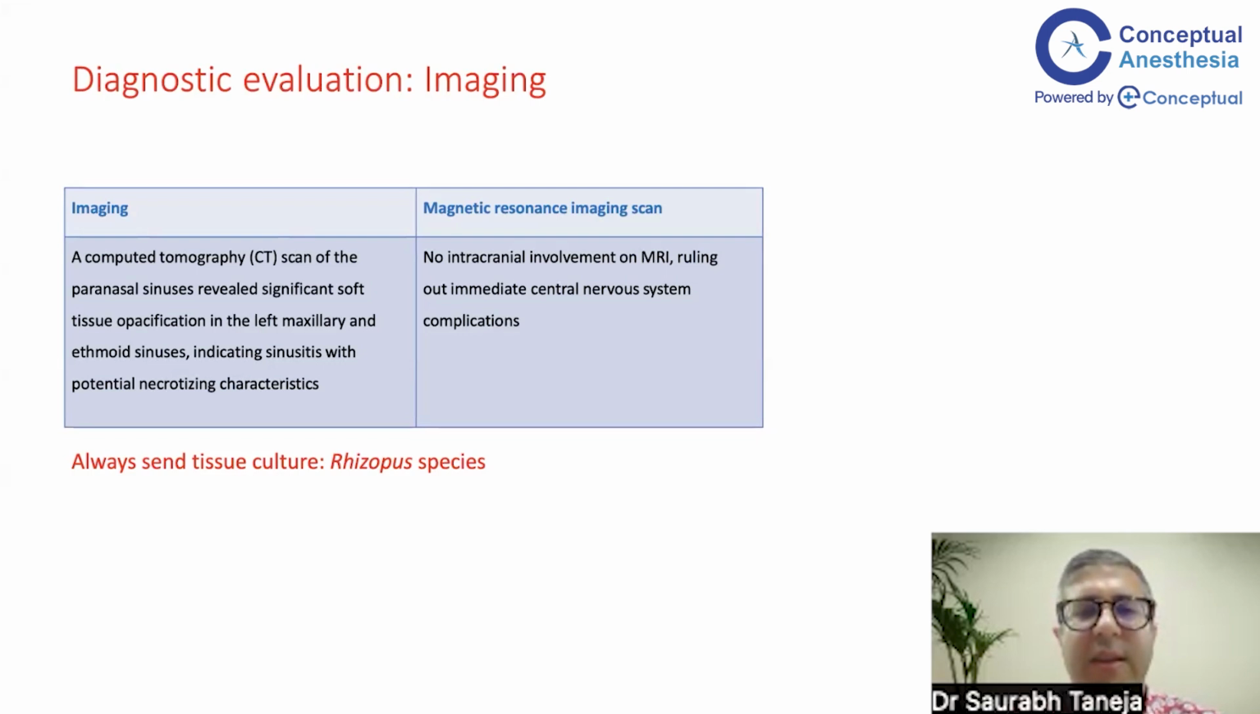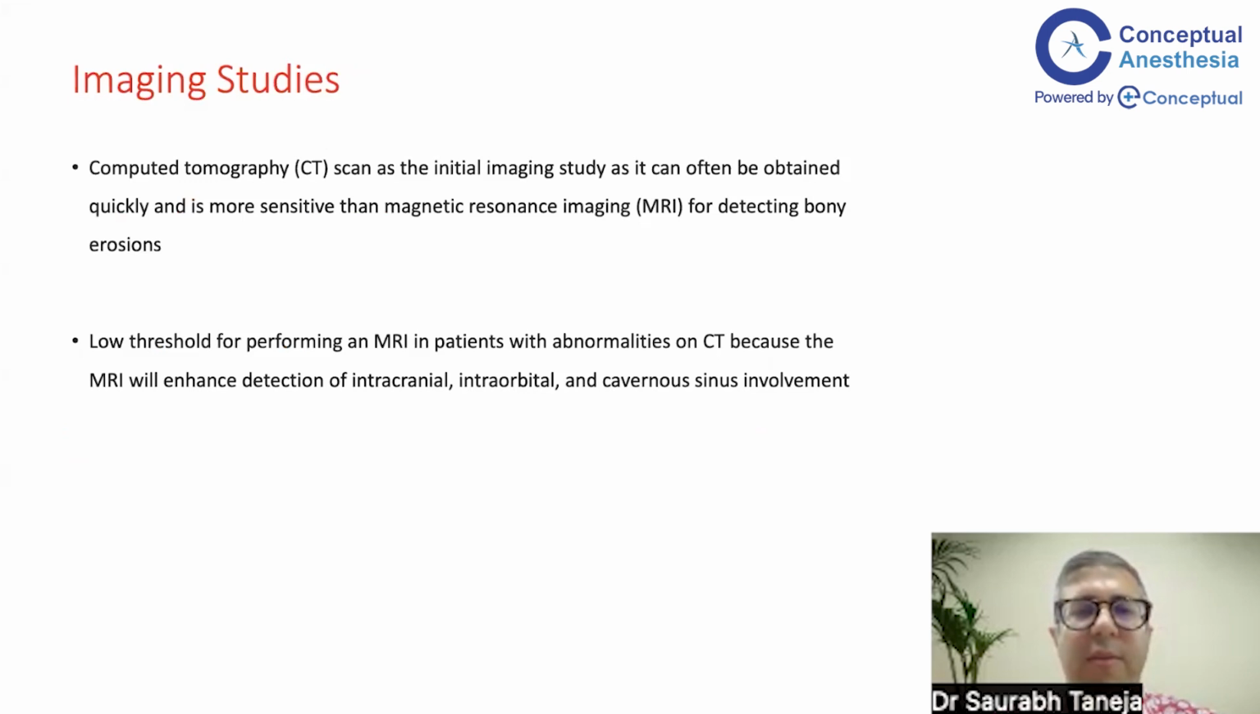We did get an MRI scan done, and the patient showed no intracranial involvement on the MRI, which ruled out any immediate central nervous system complications, a very important thing to rule out before doing any surgical intervention. CT scan as an initial imaging study is usually done because it is quick and generally more sensitive for detecting bony erosions. But when you want to rule out intracranial, intraorbital and cavernous sinus involvement, it is essential to get an MRI scan done. So that is the relevance of getting both a CT scan and an MRI scan done in these patients.